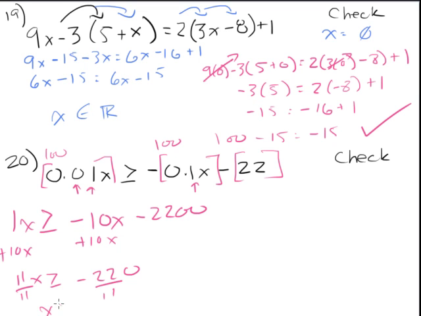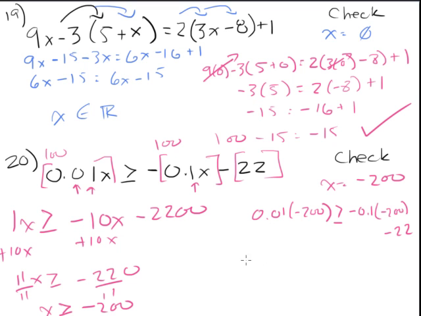X is then going to be greater than or equal to negative 200. I don't have to flip this because I'm not dividing by a negative. Okay. So I'm going to use any number that is greater than negative 200. Actually, since it's equal to, let's use x as negative 200 and see if that works out. So I have 0.01, negative 200, and I'm just going to squish it in here, negative 22.